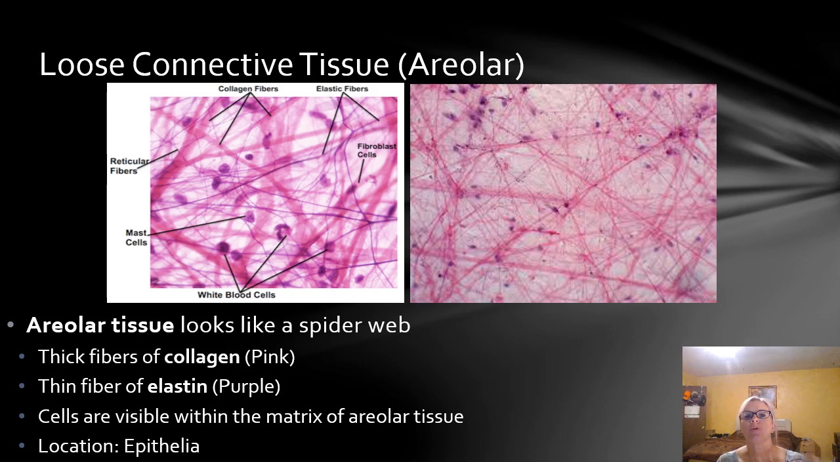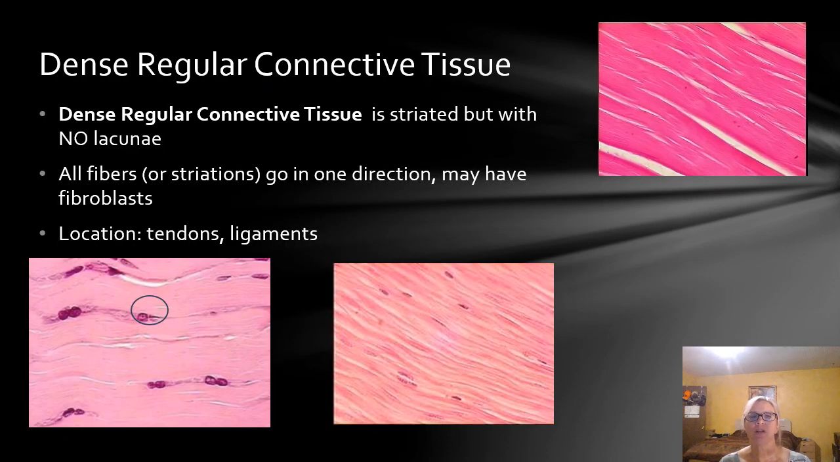So typically you're going to find loose connective tissue right under epithelia, okay? Cells are definitely visible here in the matrix of this areolar tissue, and so we do say it has a matrix here as well.